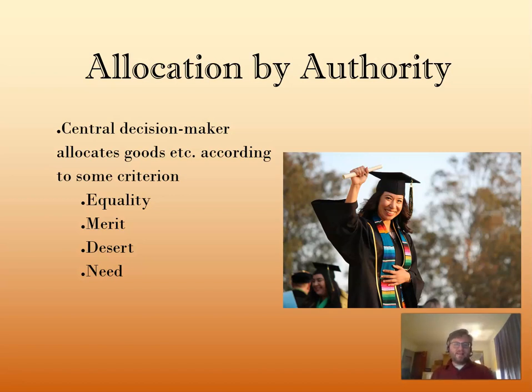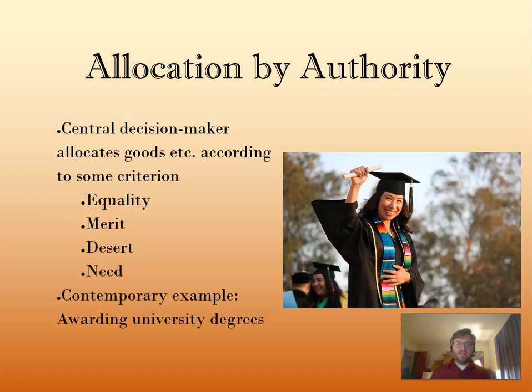You could allocate things according to desert, which is the noun form of the word to deserve, right? Who deserves this thing the most? You could allocate it based on need. So who needs the thing that you are allocating? That's like in the pizza example, who's the hungriest gets the pizza. That's a need-based allocation. And so the contemporary example here is awarding university degrees.